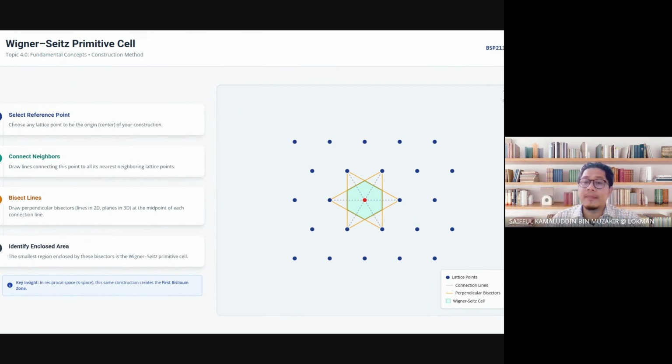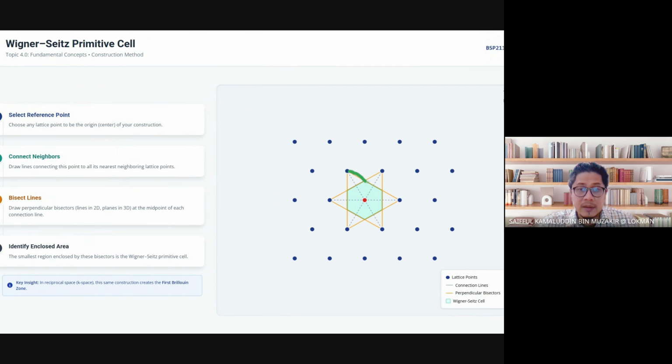Now, what's next? Bisect the line. Make sure you draw a line exactly dividing the dashed line that you have drawn just now. So for example, I think I need to draw using this one. Let's say we are drawing this line. So we need to bisect it.